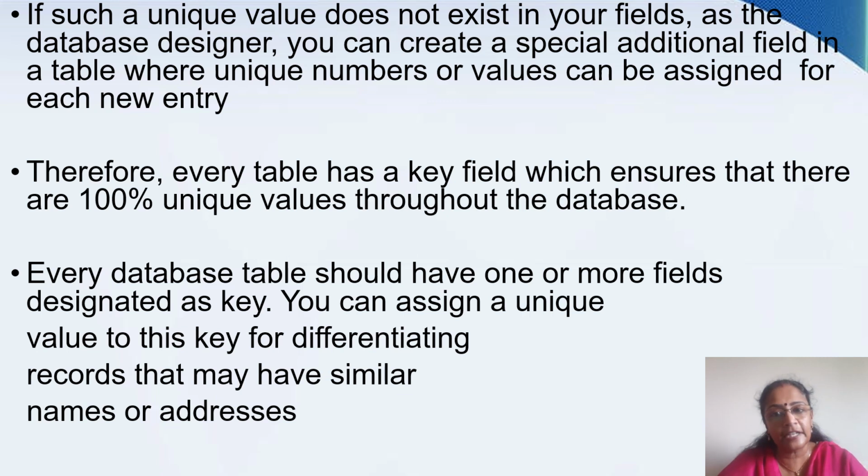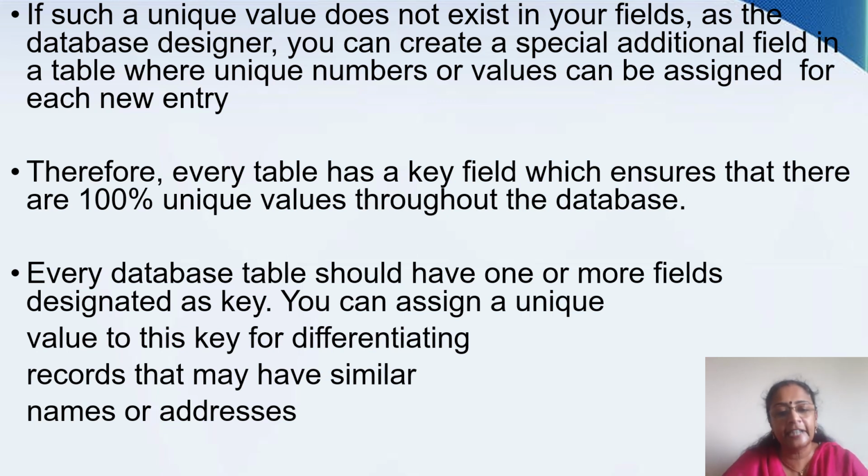If such a unique value does not exist in your fields, then you have to create a special field. Suppose by any chance in your table there is no field which you can identify as a common field or a unique field, then you have to create another additional field and put a particular number or value for that entry. For example, you can have a unique number like 1, 2, 3, 4, 5, 6, so that a unique key or a unique field is always there in your table. Therefore, every table has a field which ensures that there are 100% unique values throughout the database. That is the most important thing.